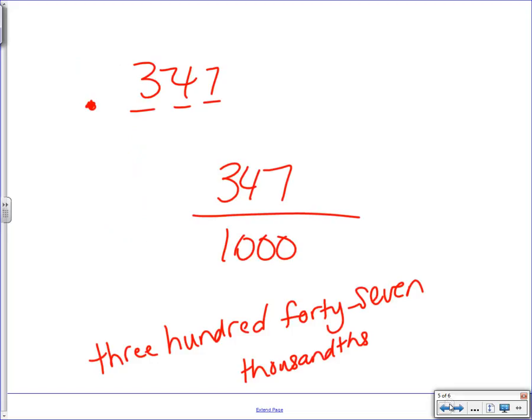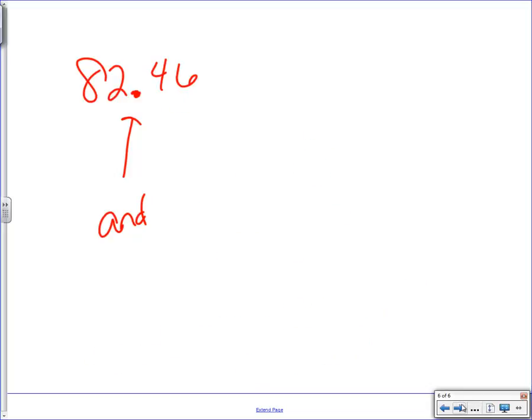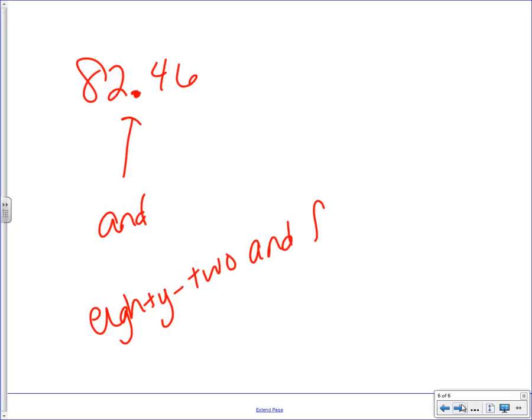What happens if we have a whole number and a decimal? Well, for this one, it's going to be 82, and we represent with words the decimal with the word and. So notice back here, there was no and in this. It's not 347, it's 347. The and represents a decimal point, and so this is something that's really hard for students. So 82, and for my decimal, 46, and it's tenths, hundredths.